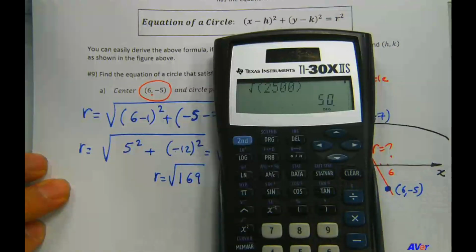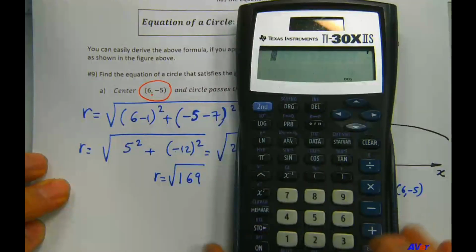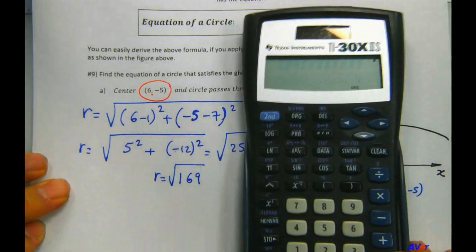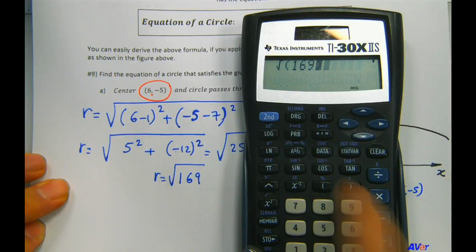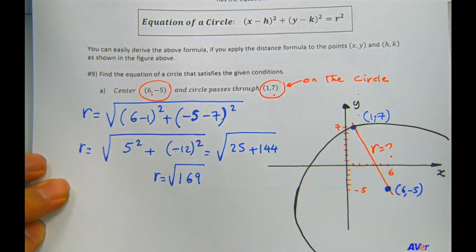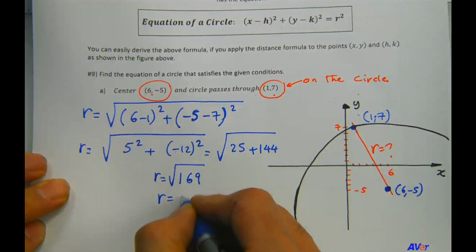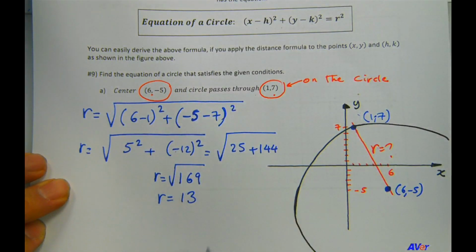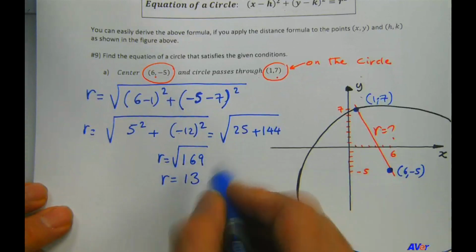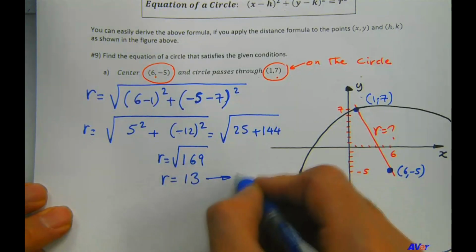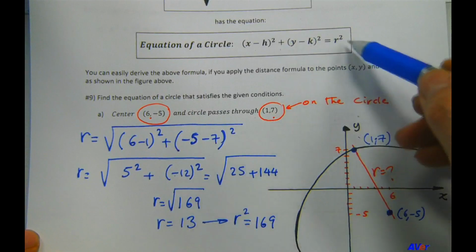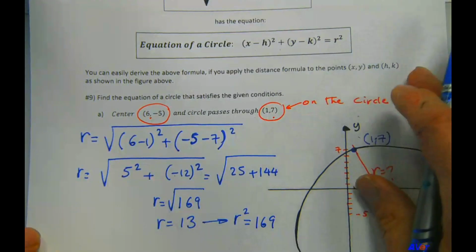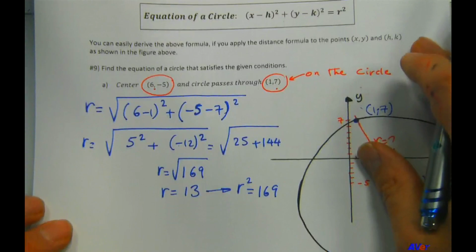Let's see if the square root of 169 is 13, right? So r is equal to 13, but r squared means 169 again, right? r squared is 169. So that's what we want. That's what we want in the equation of the circle. So let's write down the equation of the circle.